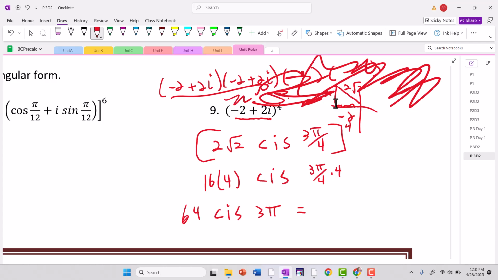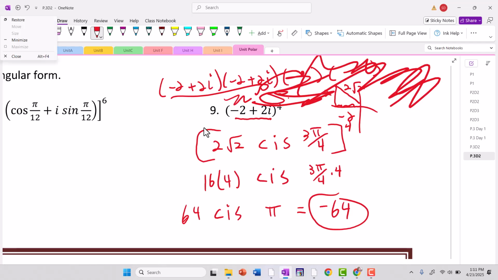Oh! I made a mistake the other hour. Wrong! What does the direction say? This answer has to be between what? 0 and 2 pi. Whoopsie daisy. I know my notes from last hour are wrong. I left 3 pi there. But anyway, cosine of pi is negative 1, so that's negative 1 times 64. And then what's sine of pi? 0. That's it.